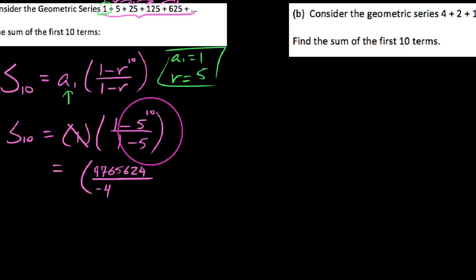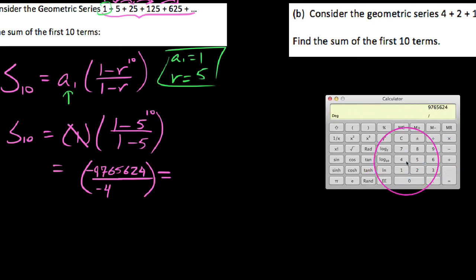9765624. Except for 1 minus what we did, we'll leave this negative, okay? And so we need to actually come up with a number for this. If we take on our calculator, divided by negative 4. Now I'm going to keep that 4 positive on my calculator, but I get 2441406.